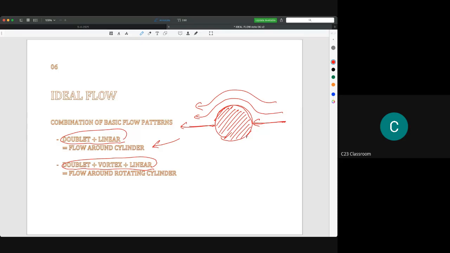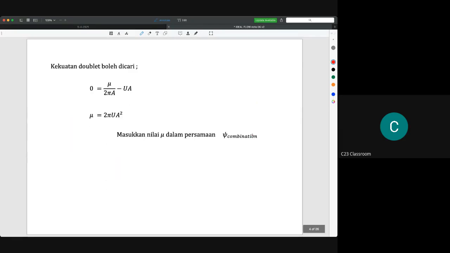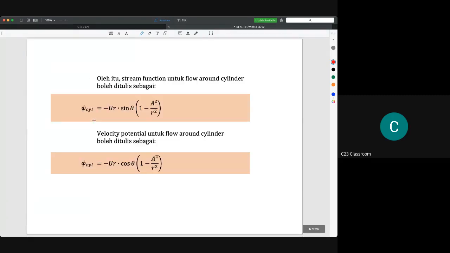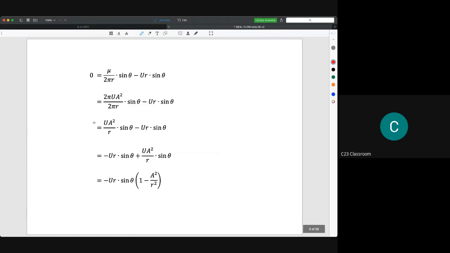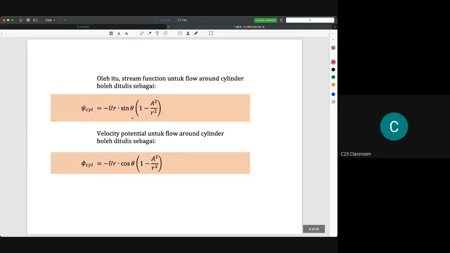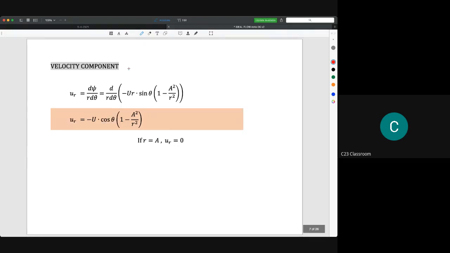So then you may calculate the value of doublet here, and then you substitute into the equation, and finally you will get the stream function of flow around cylinder as shown in this slide. And then you may calculate the velocity components. So the velocity component is here for UR, and because the flow is around the cylinder, the value of UR is equal to 0.